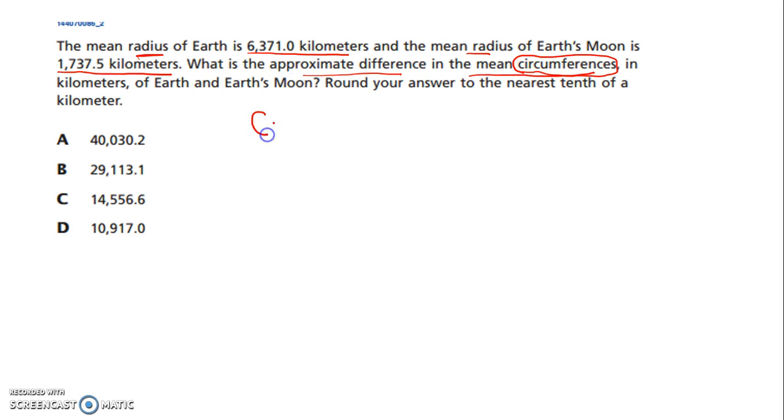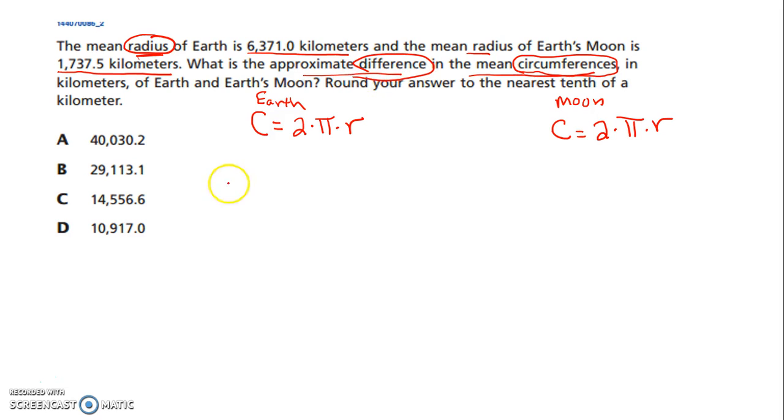Okay, so we know we need our formula for circumference because they're asking about circumference. So I need to do the circumference of the Earth, and then I'll have to do the circumference of the Earth's moon. And then I'll find the difference between those circumferences. So circumference is 2 times pi times radius. Because they gave me the radius, I chose to use this instead of pi times diameter. So let's figure out the circumference of the Earth, the circumference of the moon, and then we'll just take the difference.